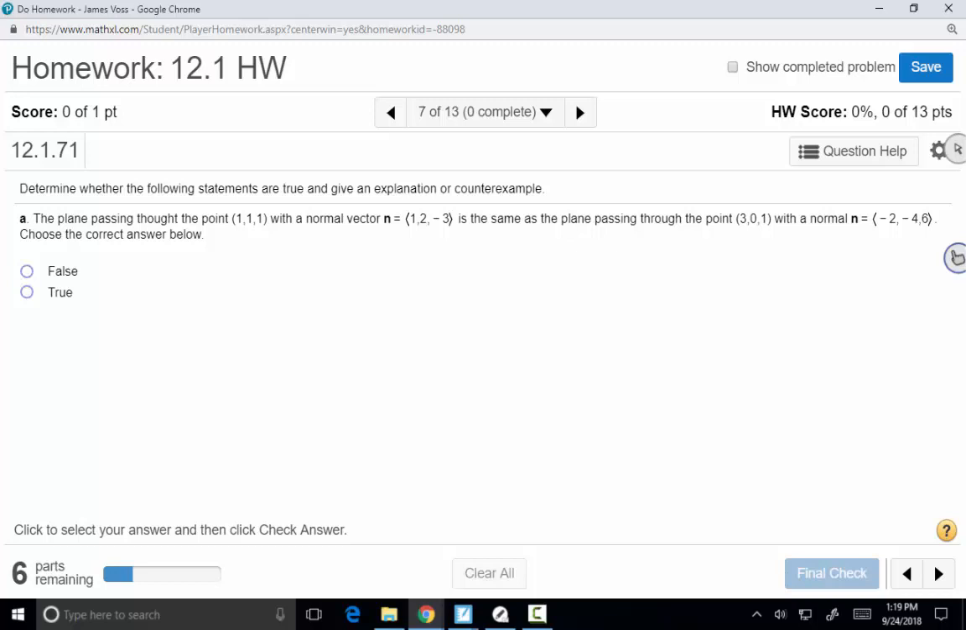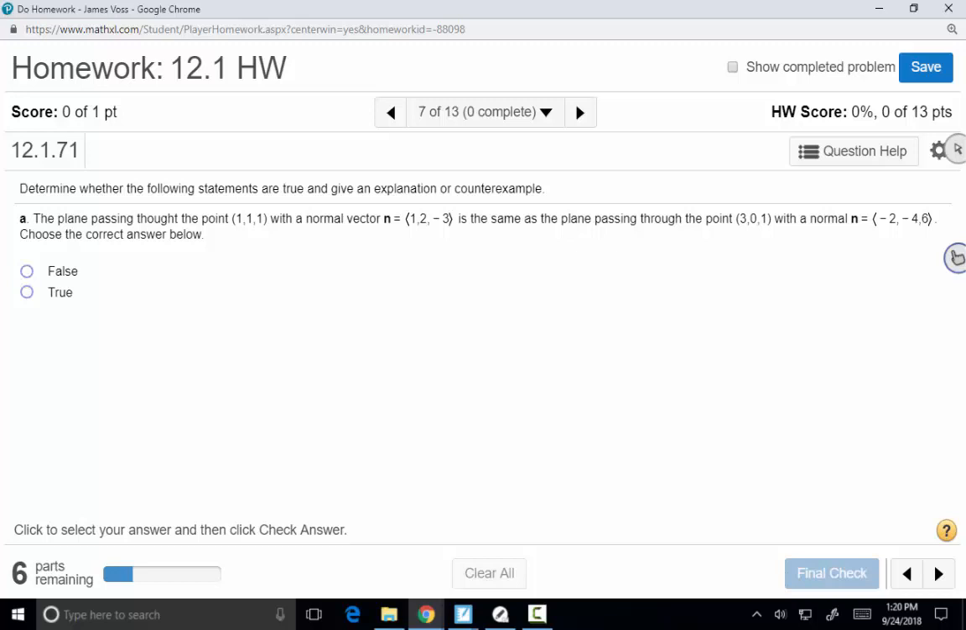So the first thing says a plane passing through this point with a normal vector there is the same as the plane passing through that point with that normal vector. Well, one thing we would know for sure is if the planes are going to coincide, if they're going to be identical, the normal vectors have to be scalar multiples of each other. Right, so if we build this plane here, we do n dotted with the displacement vector off of 1, 1, 1. That displacement vector is x minus 1, y minus 1, z minus 1. Dot with that has to be 0. So that builds a plane.